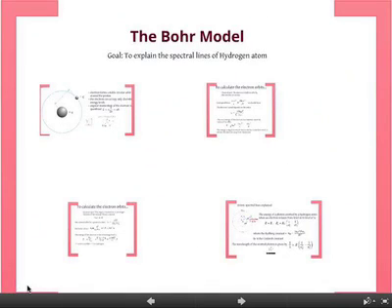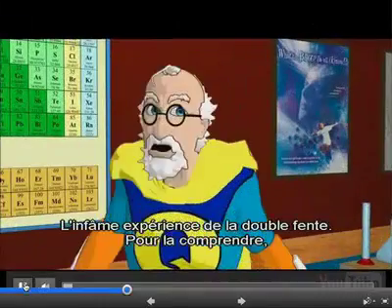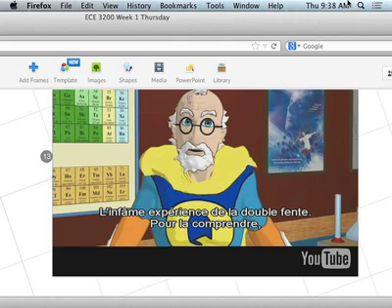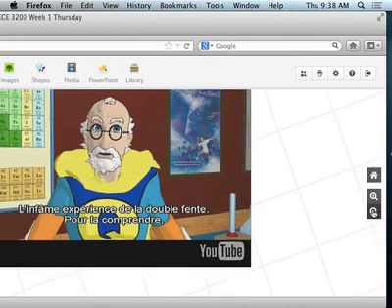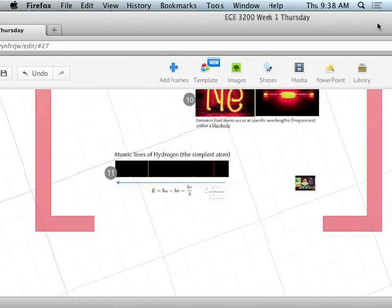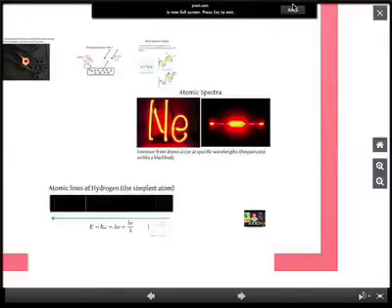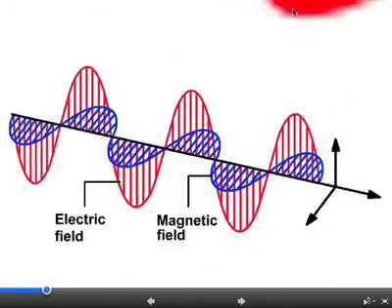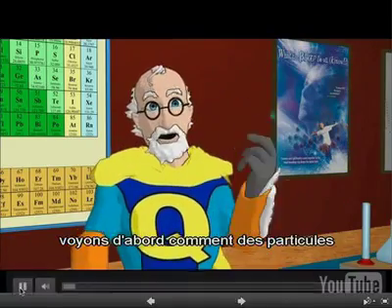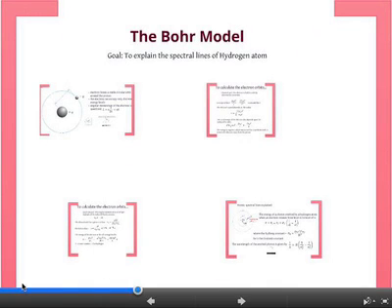Okay. Oops, I think I missed something. Hang on a second. The infamous double slit experiment. To understand this experiment, let me make sure I didn't miss something. Okay, I did not, so that's good. We first need to see how particles, or little... Okay, now we're back to the model.